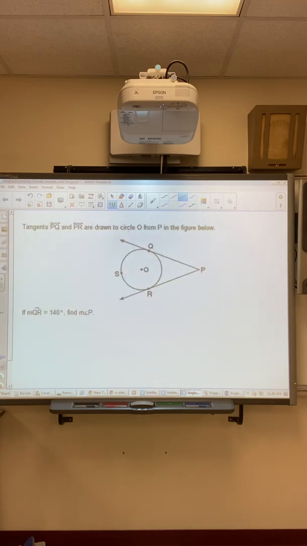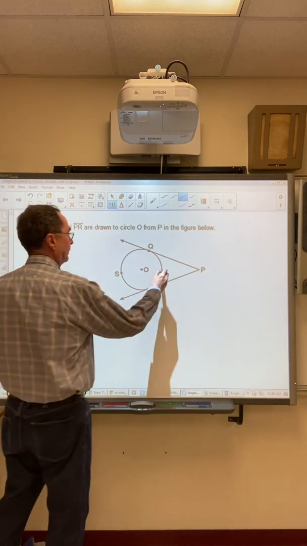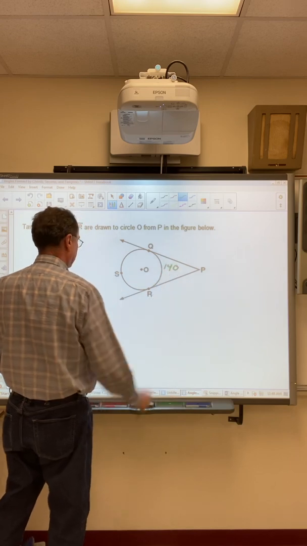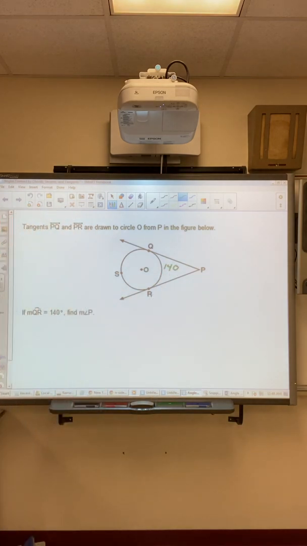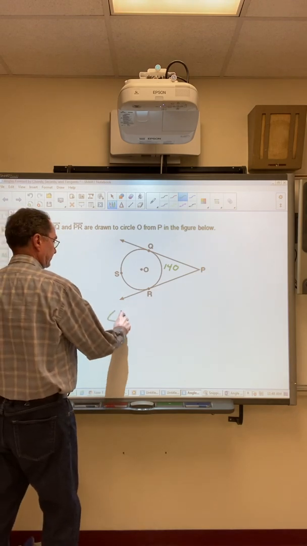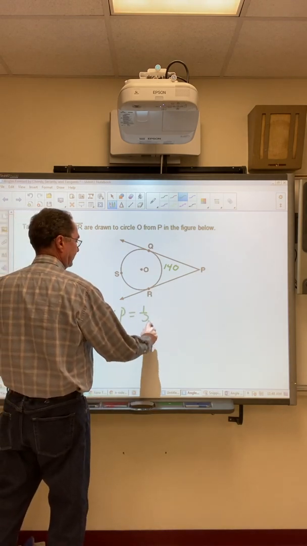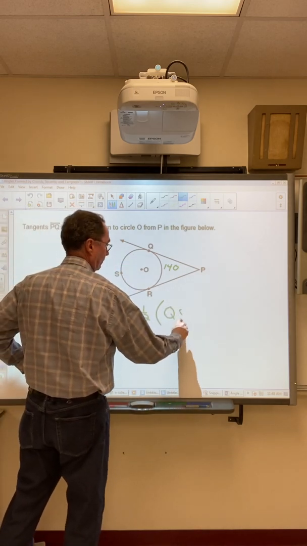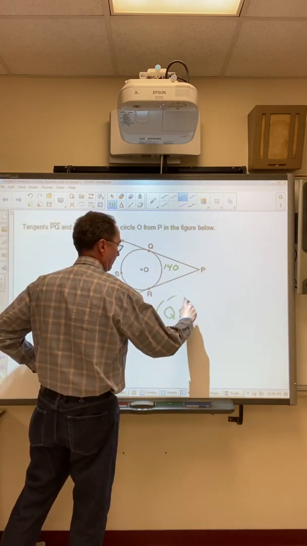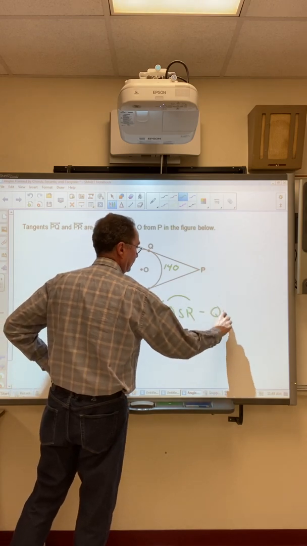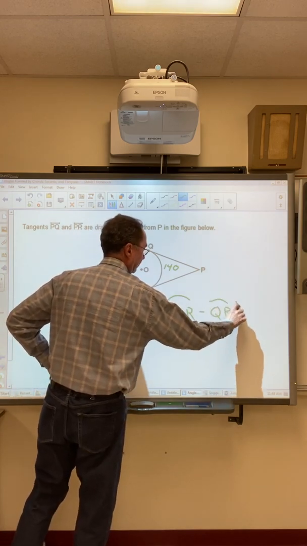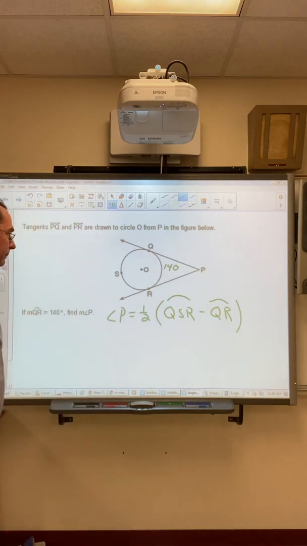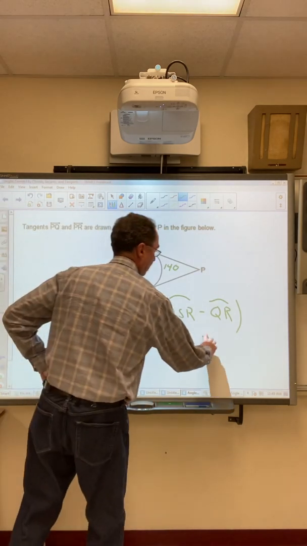So we have two tangents drawn to the circle O from the figure below. We're only given one number. Arc QR is 140. Find angle P. Well, angle P is half the difference of the major arc, which is QSR, minus the minor arc QR. But we're only given one number, minus 140.